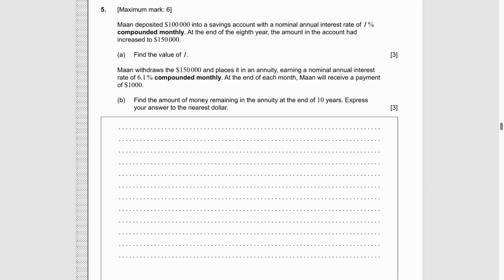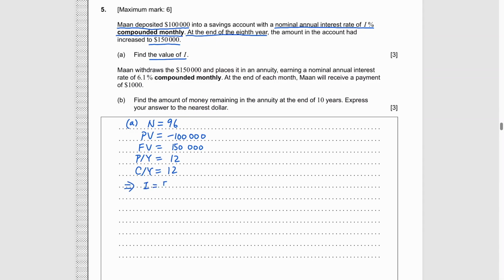Question 5. This is a standard financial math question. A deposit of 100,000 is made, with interest rate I compounded monthly. After 8 years, the amount becomes 150,000. For part A, we want to find I. On the calculator, we enter N equals 96, PV equals negative 100,000, FV equals 150,000, with payments per year and compounding per year both set to 12. Solving this, we find that I is about 5.08%.